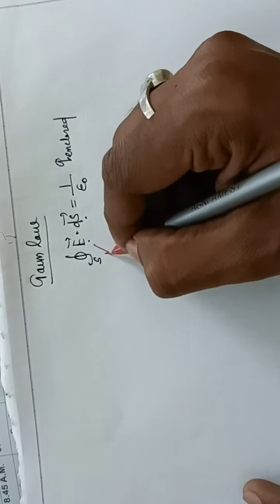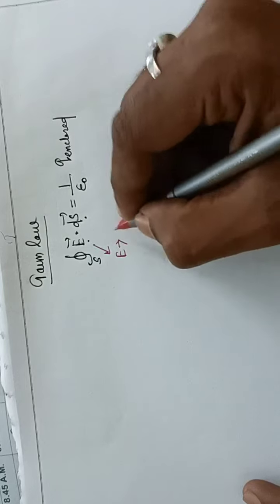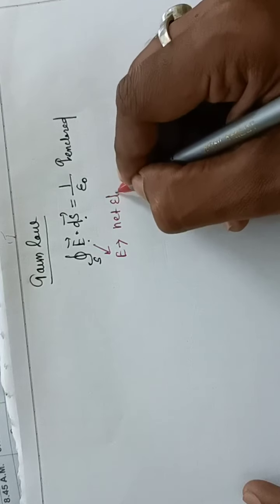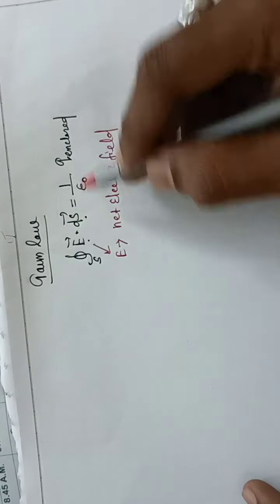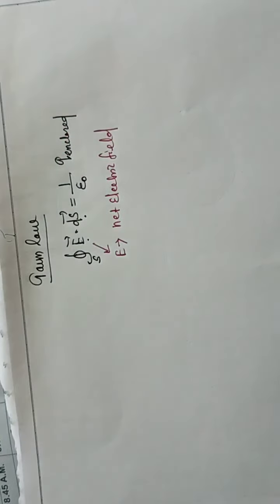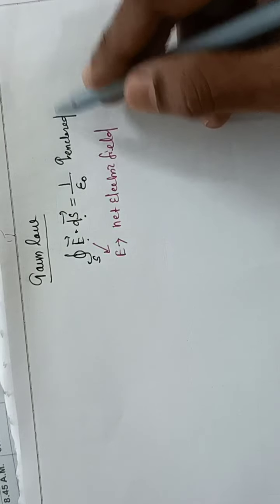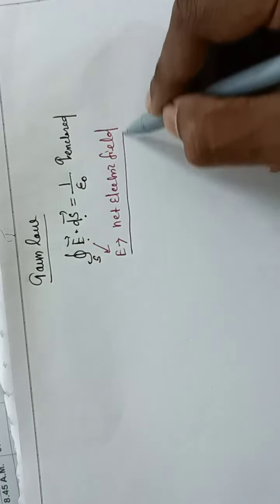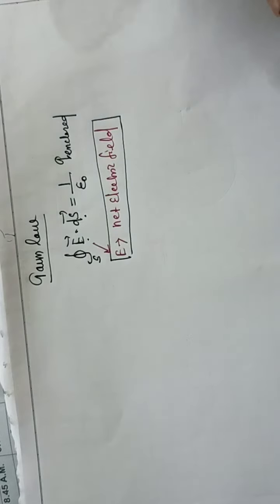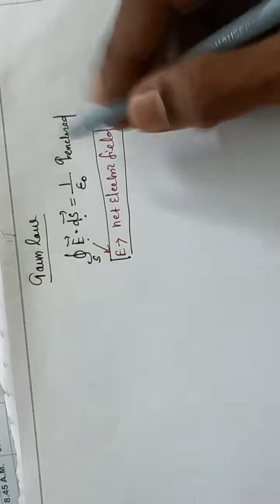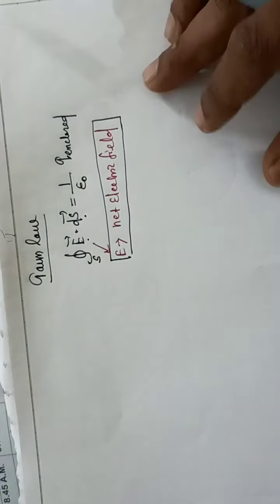Here the most important thing students have to keep in mind is that E is the net electric field of the system, and the flux is due to the amount of charge enclosed within that Gaussian surface. E is the total electric field or the net electric field of the system, but we are always counting the flux due to the amount of charge enclosed within the Gaussian surface.